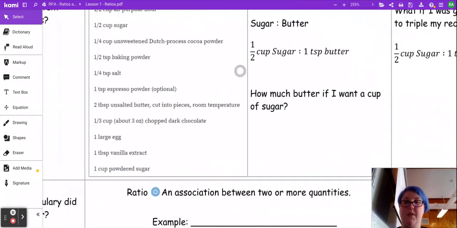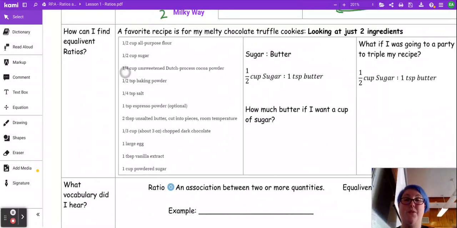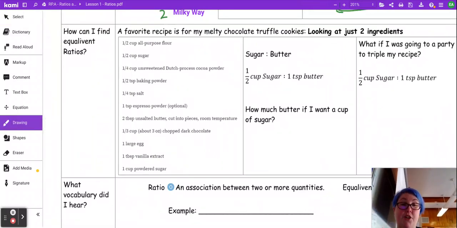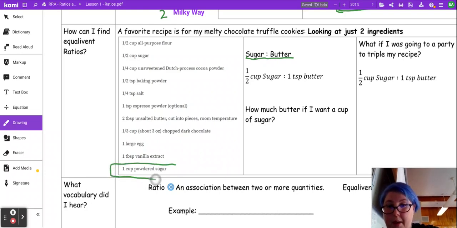So one place that you see and people use a lot of ratios is in recipes. So you're welcome to make these melty chocolate truffles at some point. This is one of Mr. Meyer's favorite holiday things. So here's the recipe. We want to know the ratio of sugar to butter.